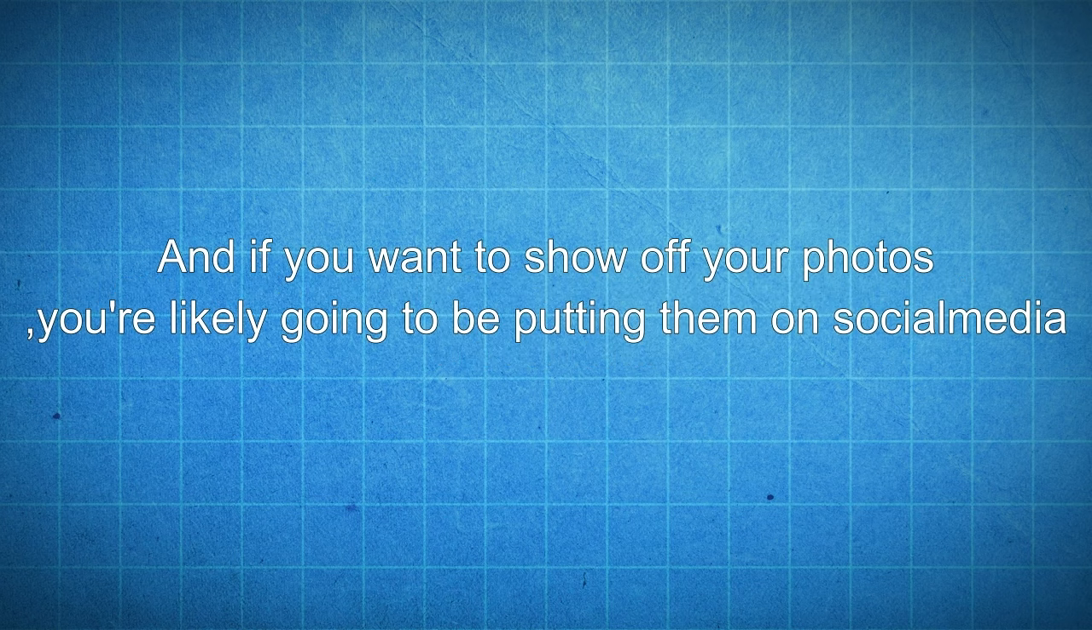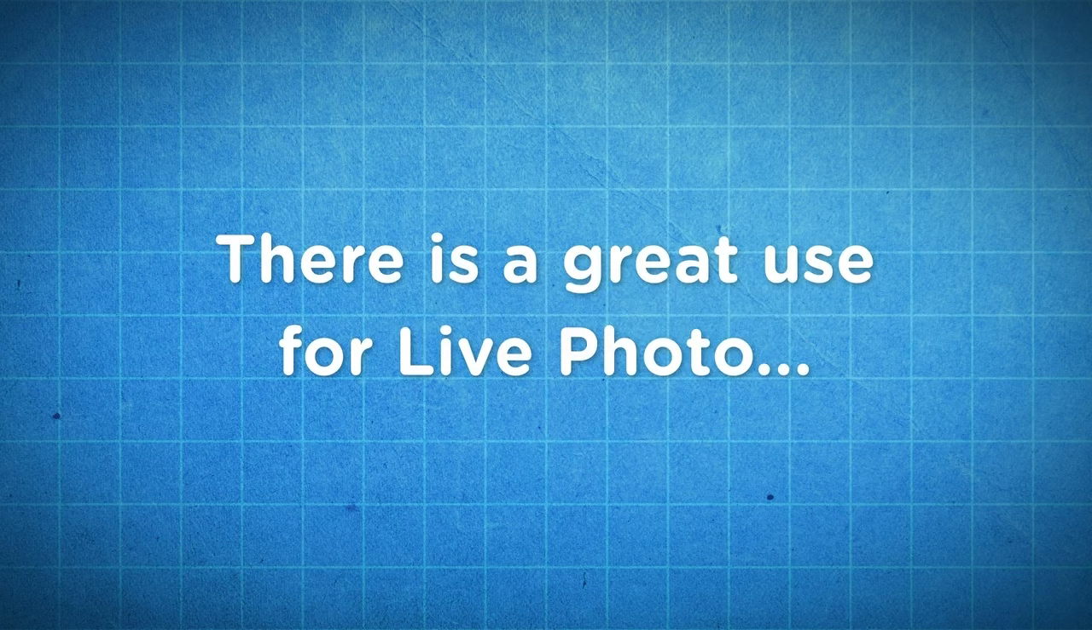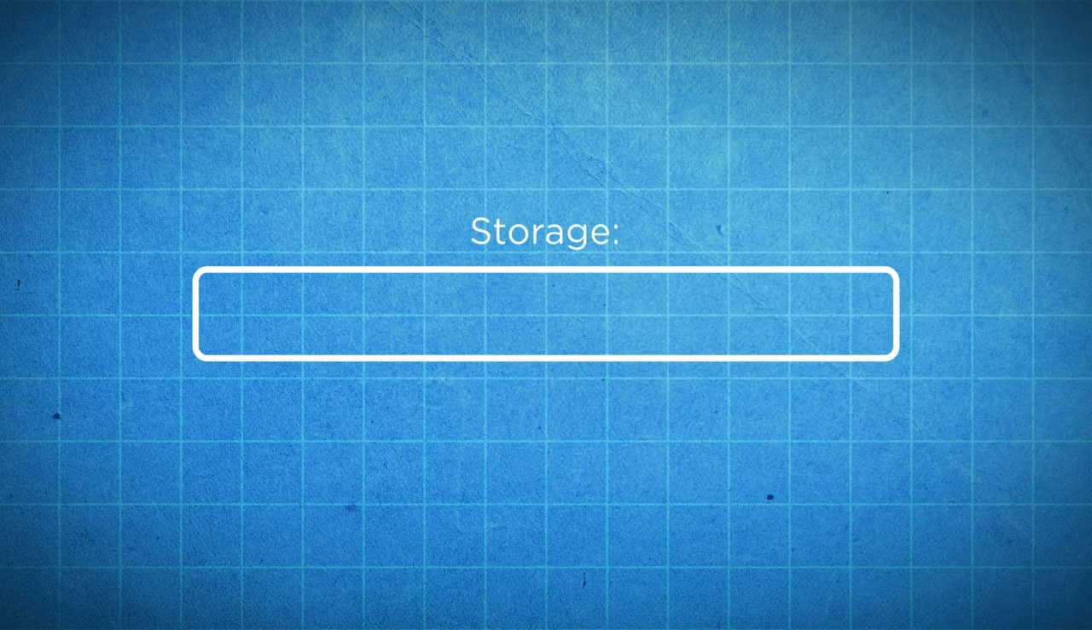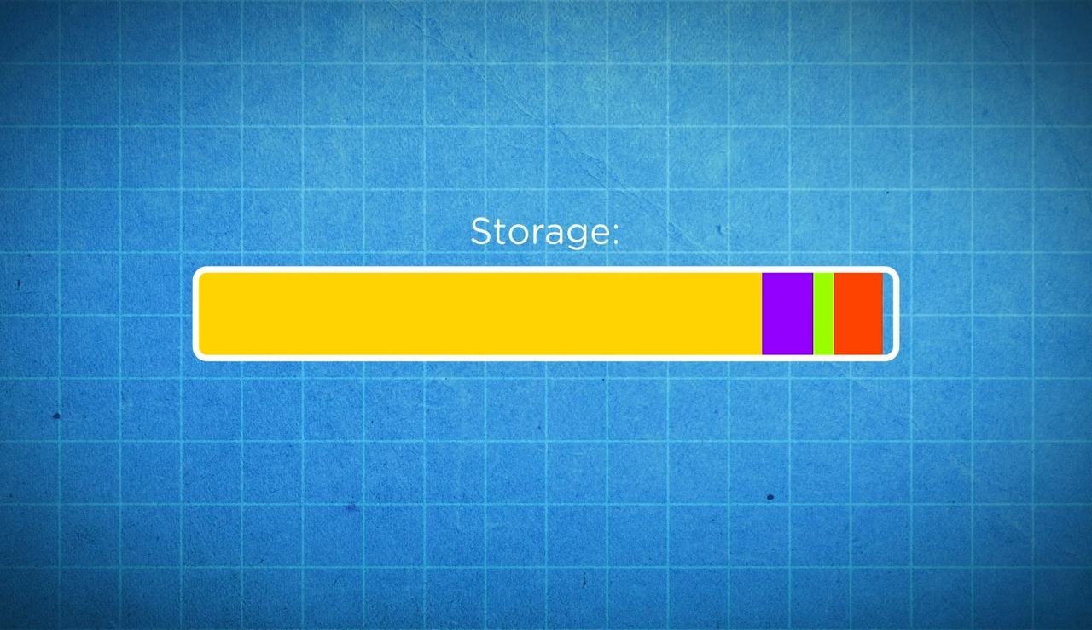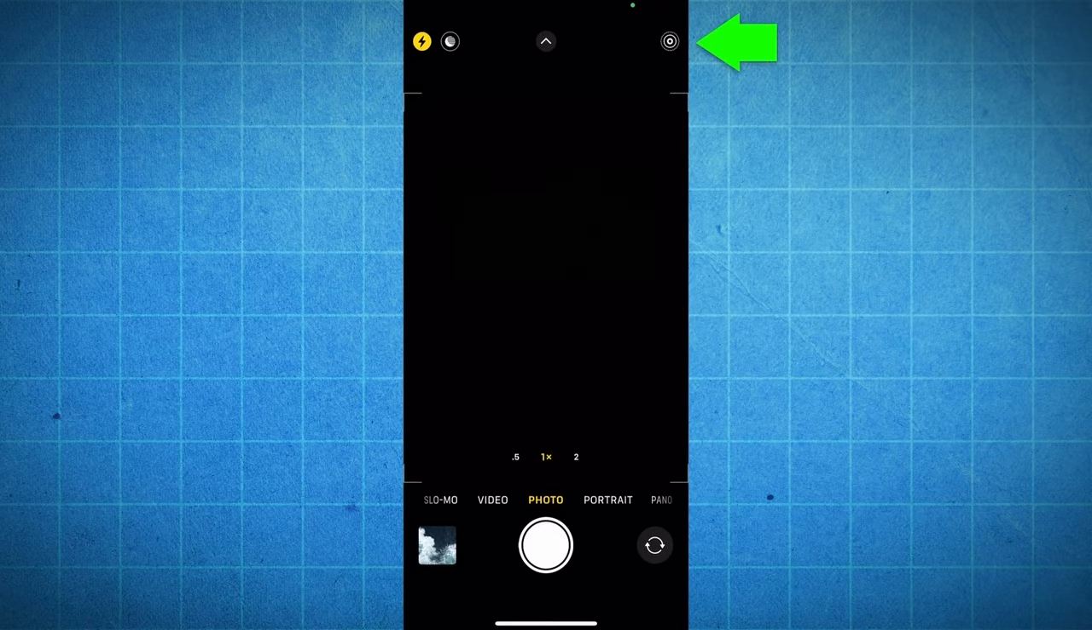And if you want to show off your photos, you're likely going to be putting them on social media or a website or printing them out. And live photo is going to be compressed into a single image anyway. Now, there is a great use for live photo mode to get a beautiful long exposure shot, but I'll be covering that later in this class. But for now, we won't need it, because live photos take up more storage space on your phone. The reason is because they're not just a single photo. They're technically 45 images compiled into one short video. So let's turn it off because we're not going to need it. Just go to the camera and tap this little dotted circle so that it's grayed out with a little slash through it.